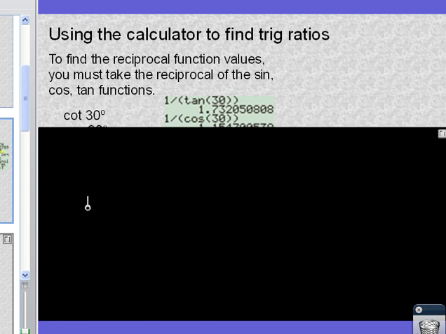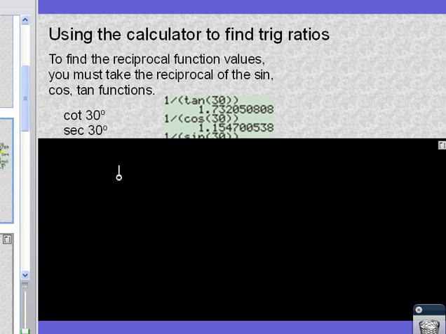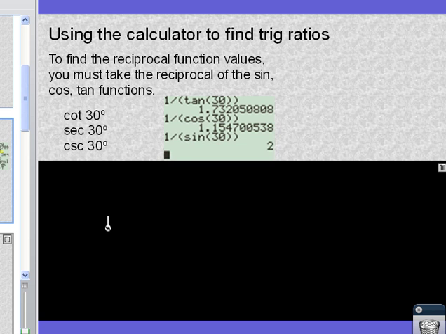So that means cotangent, you're going to enter as 1 over the tangent. That's the reciprocal. So for cotangent of 30, you put in 1 over tangent of 30. Secant of 30 is going to be 1 over cosine of 30, and cosecant is going to be 1 over sine. So it does mean you have to remember which trig function it's the reciprocal of. And you can check and make sure you're doing the right thing by putting in these values and making sure you're getting the right values back.